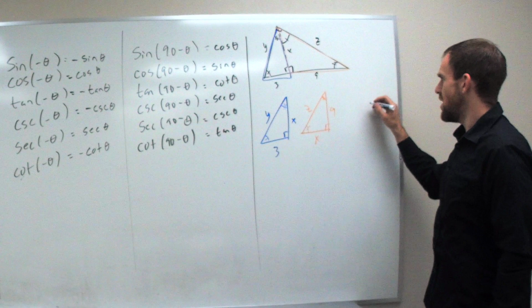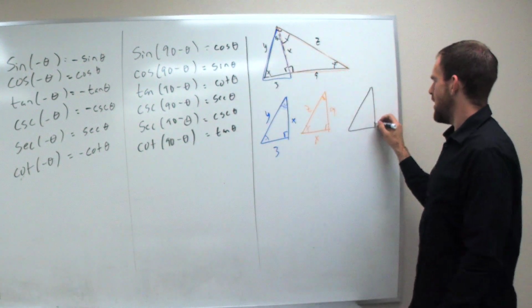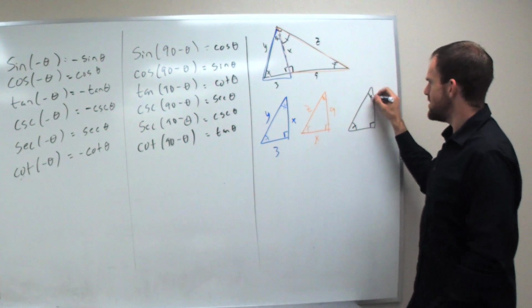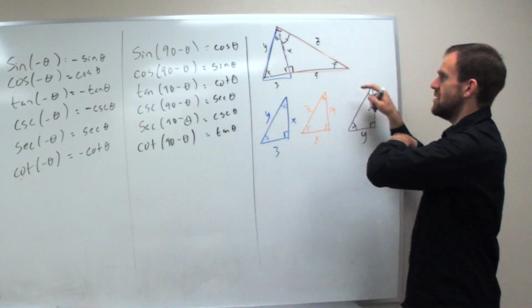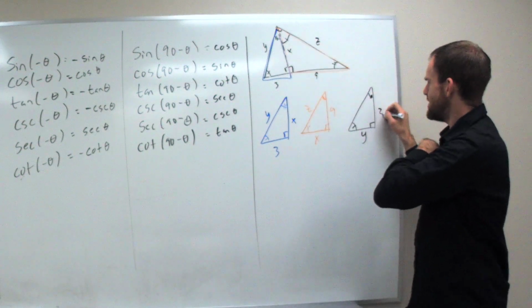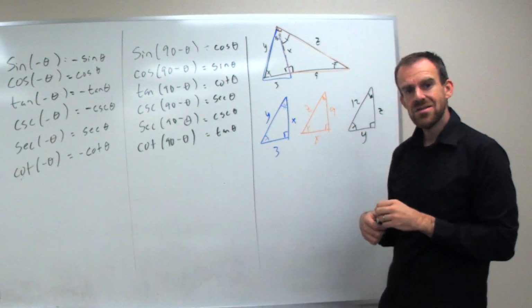Then our biggest triangle, the whole thing, again, I'm going to ask, what is between the right angle and angle 1? That looks like y. What's between the right angle and angle 2? That's z. What's this one? It's 12. From there, I can do similar triangles.